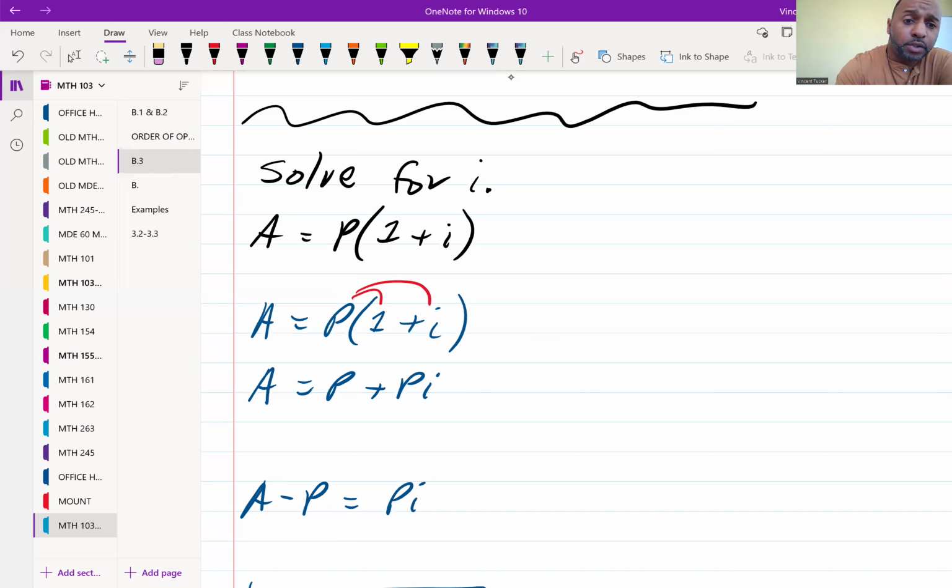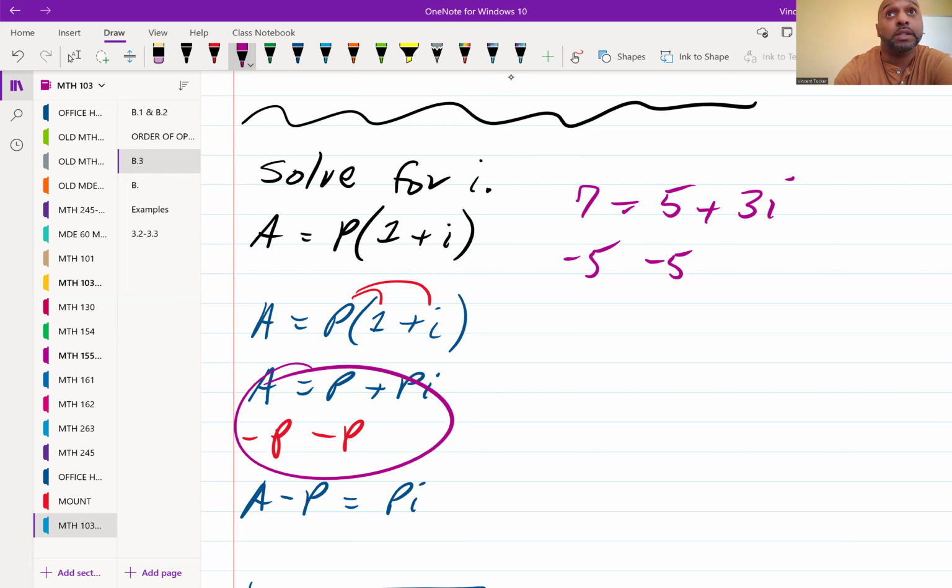Now, don't forget, these letters represent numbers. So whatever you would do with numbers, that's the same way you operate with these letters. So just like if I had 7 equal to 5 plus, I don't know, 3i, I would subtract 5 from both sides. So that's the same thought process here. Exact same thing. It's just that we don't know what numbers these letters represent.